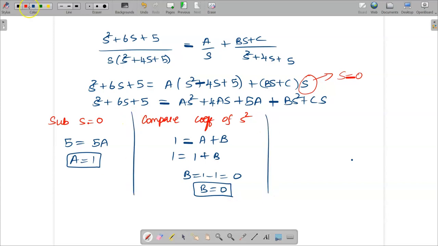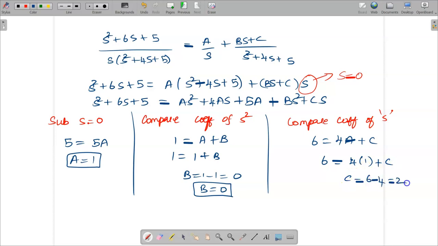Then compare coefficient of s. Okay. So what is the coefficient of s? It is 6. 6 equal to 4a, and then this term, which is c. So 6 equals 4 into a, where a value is 1, plus c. So c is equal to 6 minus 4, which is nothing but 2. So c value is 2.